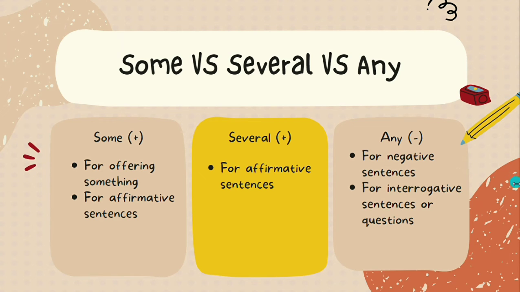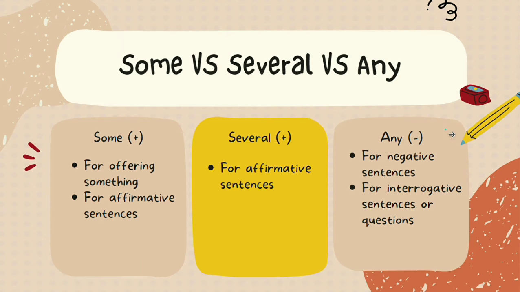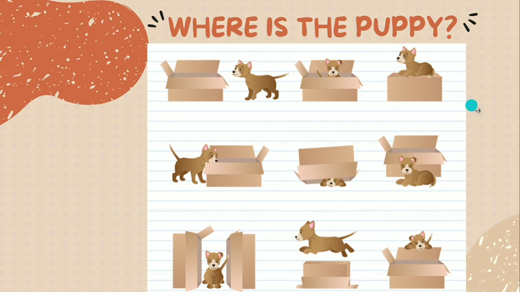Okay, so far, is that clear enough? I think it's pretty much clear. So let's check the next one. In this part, as you can see, we gotta talk about location or preposition of place. Where is the puppy? Okay, so can you guess for all of this?